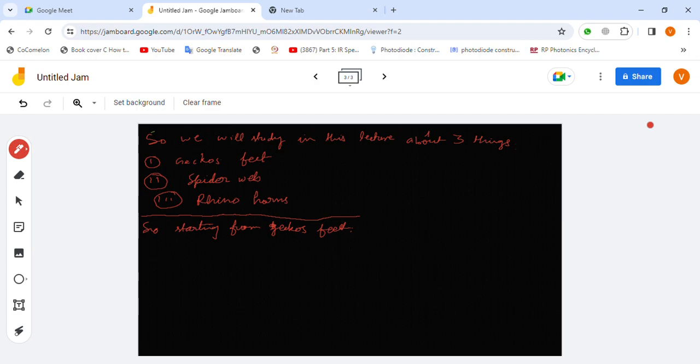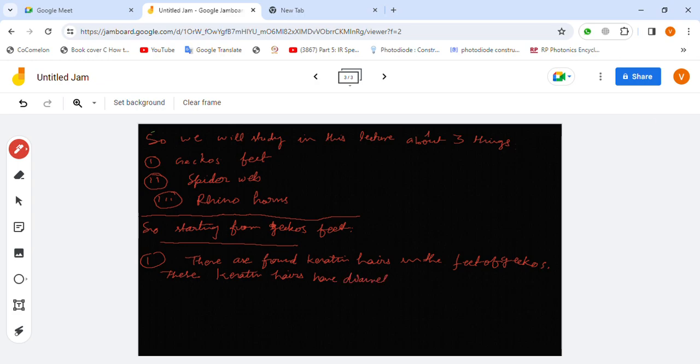So first of all, we want to know its reason. The reason is that there are keratin hairs found in the feet of geckos. These keratin hairs have a diameter of the order of approximately 200 nanometer. So what happens?